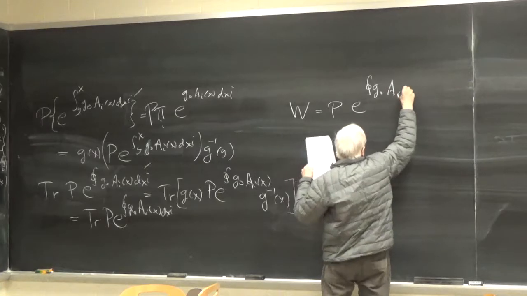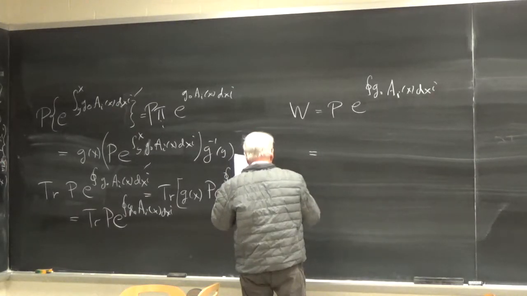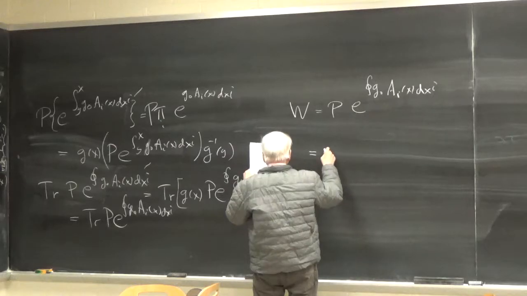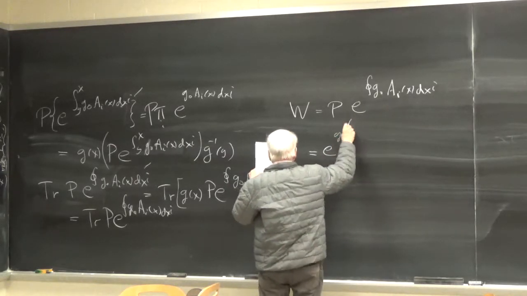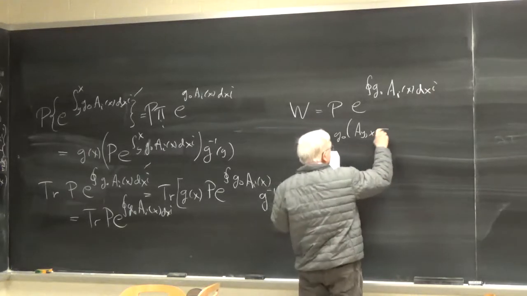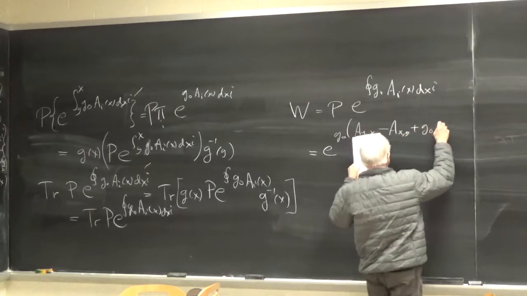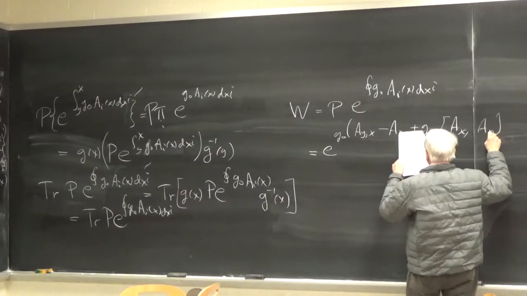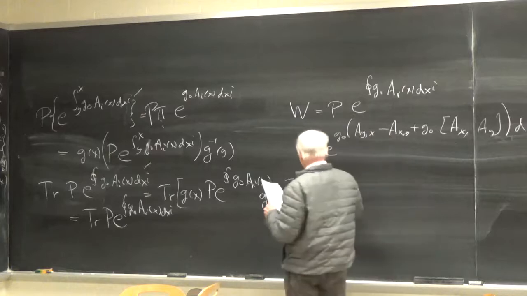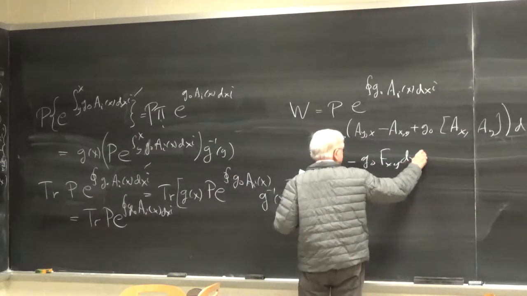of g0 A_i of x dx^i. And so what I want to show is that, if we imagine a very small loop in the xy plane, this is e to the g0 times the x derivative of A_y minus the y derivative of A_x plus g0 A_x A_y, times dx dy, and this then is e to the minus g0 F_xy dx dy.